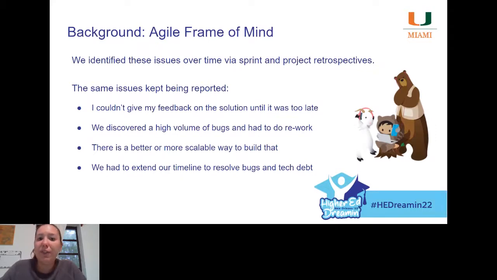I couldn't give my feedback on the solution until it was too late and already in production. We discovered a high volume of bugs and had to do rework. The testing team can attest to this. Many times that's happened to us. Sometimes feedback of there's a better or more scalable way to build something. Or, as I mentioned previously, we had to extend our timeline to resolve bugs and tech debt.